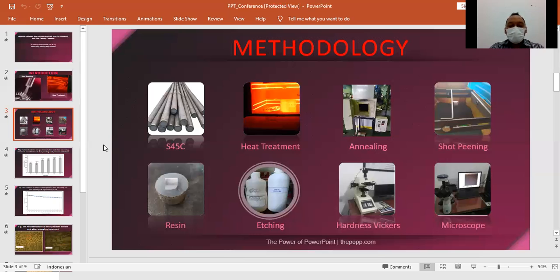For microstructure testing, the specimens were cut transversally and then mounted, then given autosol and cleaned with a cloth until the surface was clean and without scratches. The etching process was carried out according to ASTM E407 standard with nital solution.